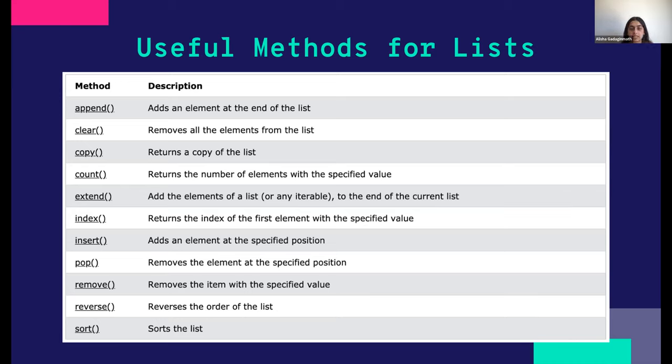And then extend, like we said, adds the elements of a list to the end of the current list. Index returns the index of the first element with a specified value. So you would say index and then, in parentheses, whatever value you want, and this will return the index of that value. We already talked about insert, pop, and remove. Reverse is like the opposite of sort, or not the opposite per se, but it will reverse the order of the list, so whatever was at the end will now be in the front.